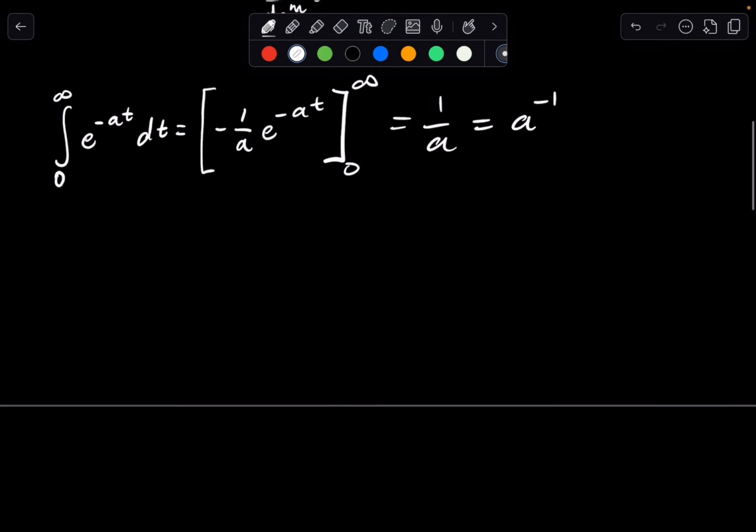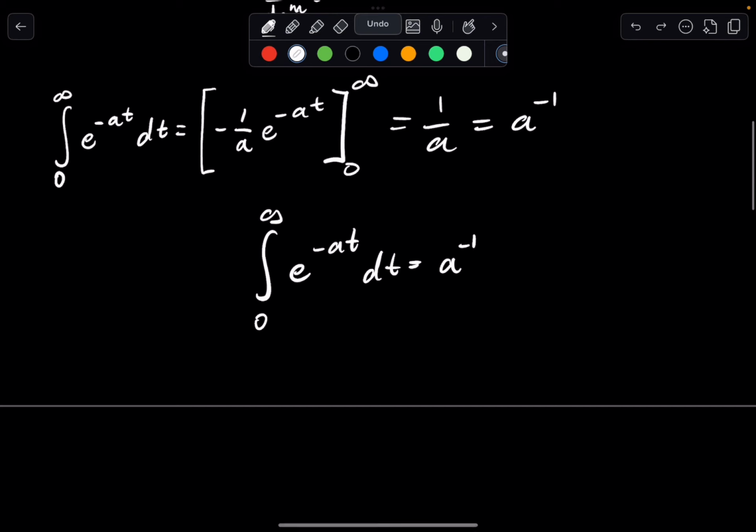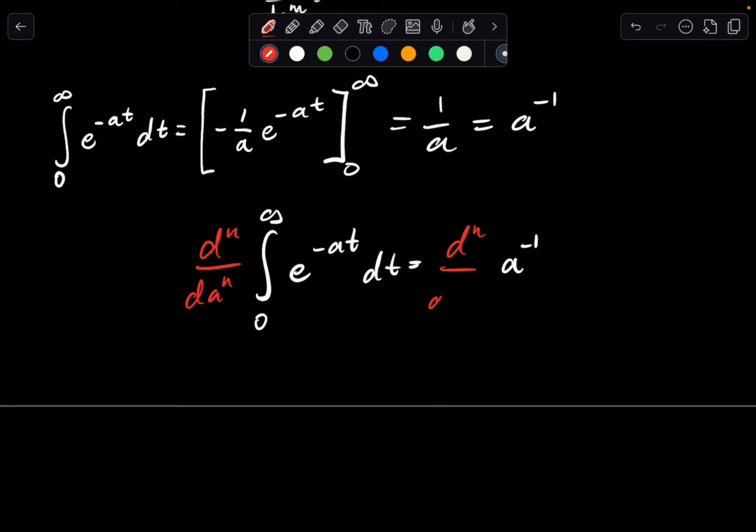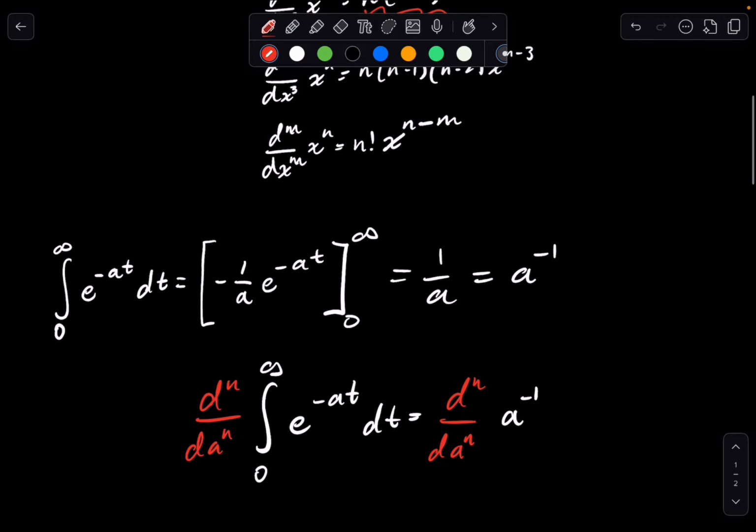So if I rewrite this in more simple terms, the integral from 0 to infinity of e to the negative at dt is equal to a to the negative 1. And there's a reason I wrote it like this. Now, on both sides, take the nth derivative with respect to a, because on the right side we have a. We don't have a t. So if I take d^n/da^n on both sides, the nth derivative with respect to a on both sides, we're going to be noticing a very interesting pattern here.